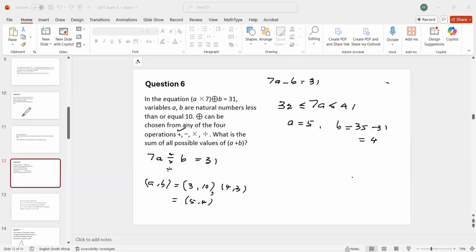In this second situation, where A is the minus sign, okay, so that's another possible value for A and B. Now let's take A divided by A times B is 7A times B is 31.